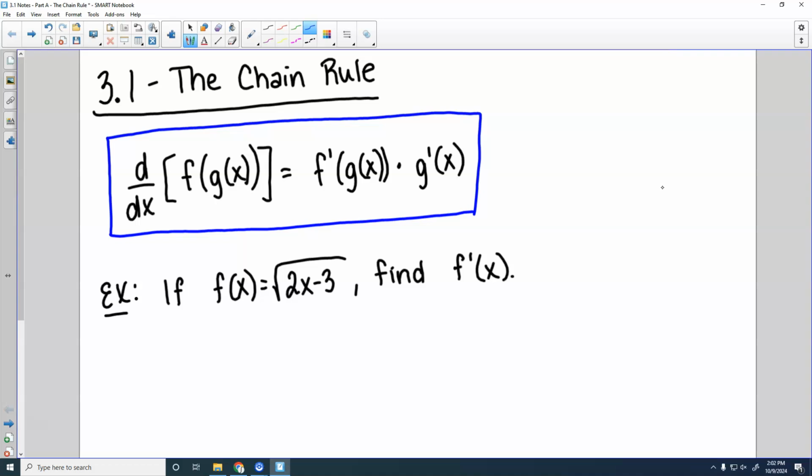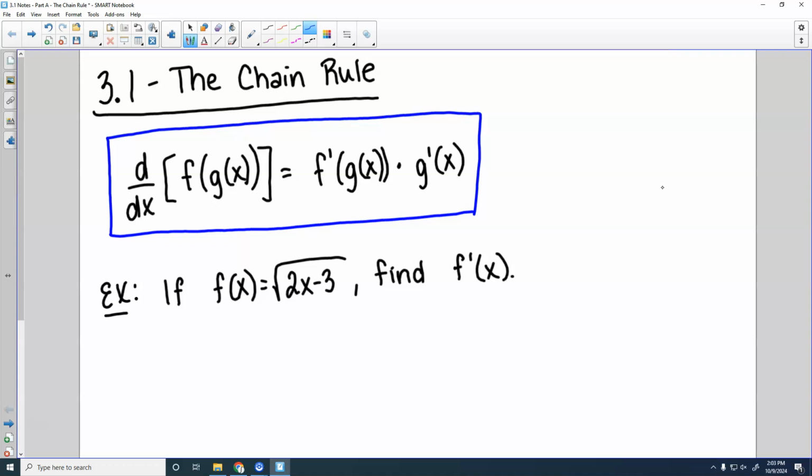And so we got our first example there. We've got f of x equals the square root of 2x minus 3. We're supposed to find f prime of x. And this is something we don't know how to do. Actually, the only other way we would know how to do this one is to use the limit definition of a derivative. And I think we all agree that we would rather not have to do that if possible. We don't know how to do this at all with the rules that we have been given.